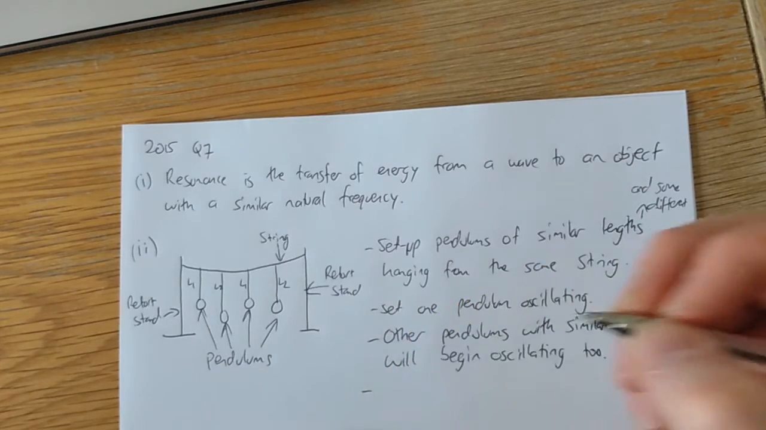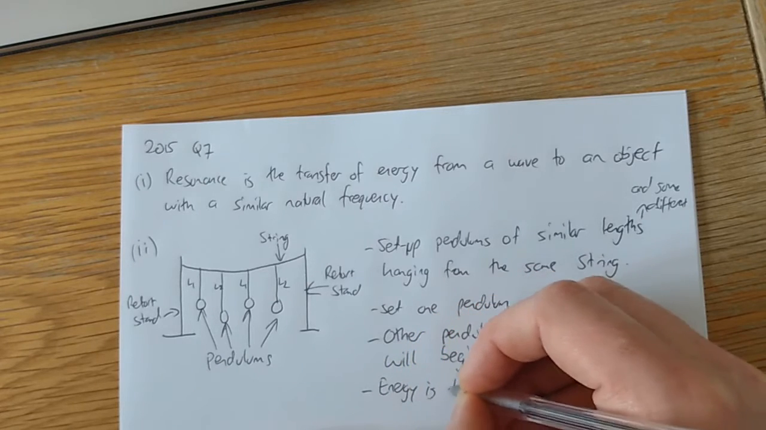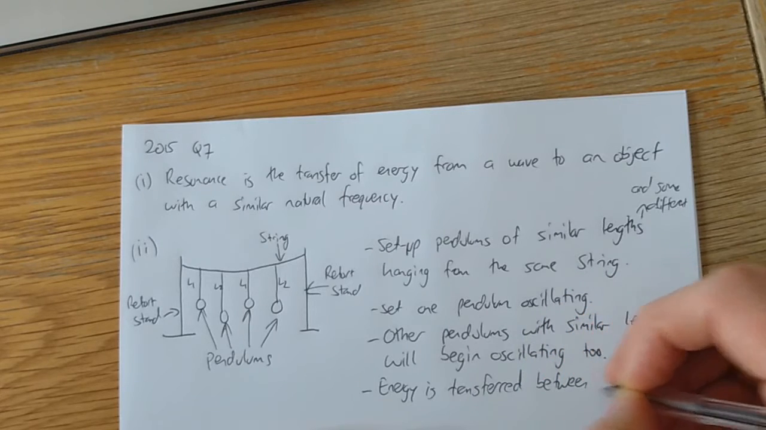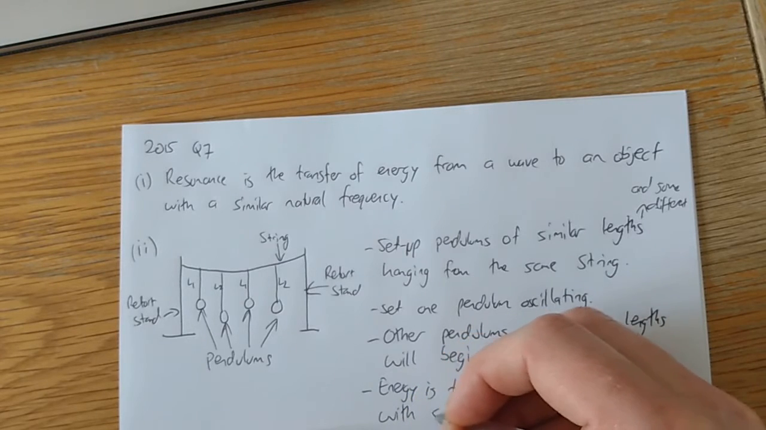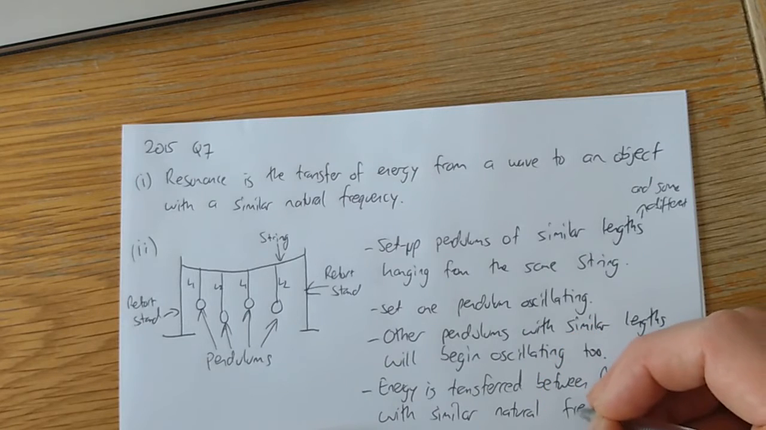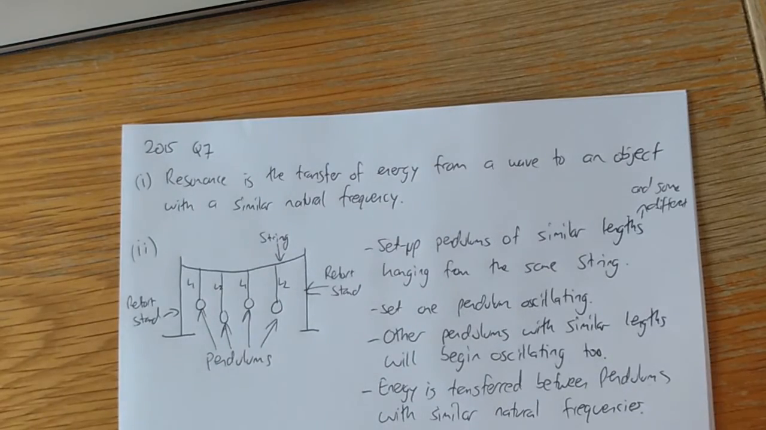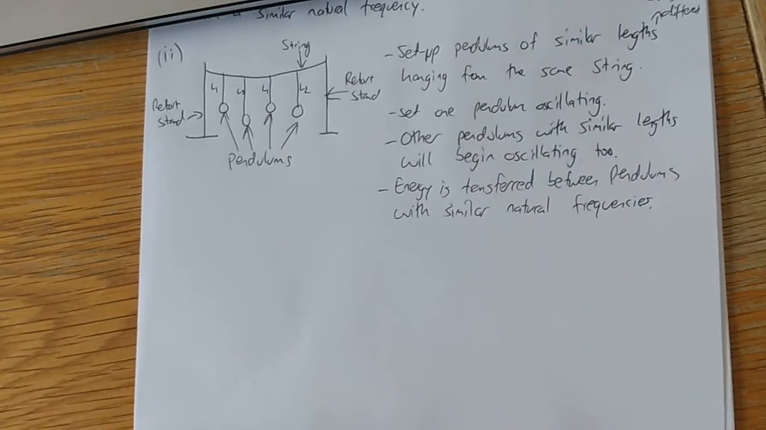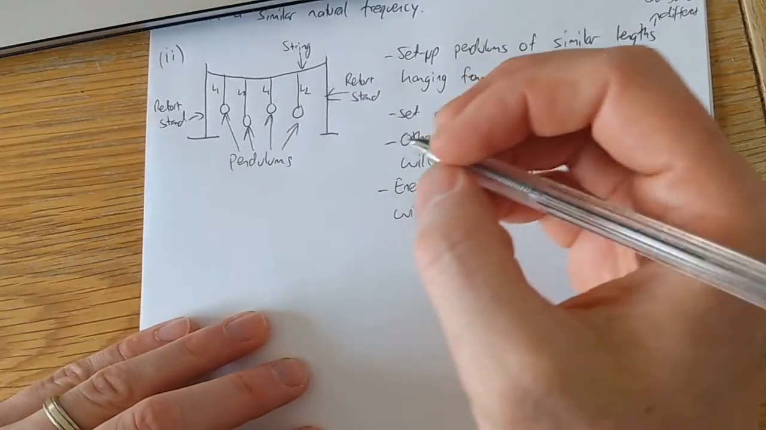And then what do we say? Energy is transferred between pendulums with similar natural frequencies. The other one that we can talk about is where you have two tuning forks and you strike one tuning fork and place it near another tuning fork, and the second tuning fork will start to vibrate as well.